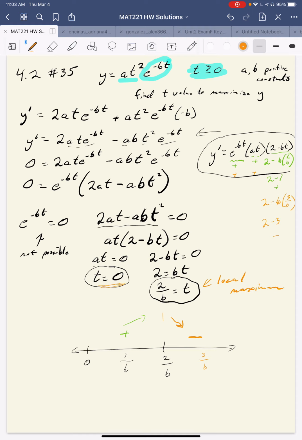Now, what happens at t equals 0? Well, at t equals 0, that is not going to be a maximum value for me because I can see that my function is increasing. And so definitely whatever's going on at 0, it is not going to be a maximum. So there's my answer.